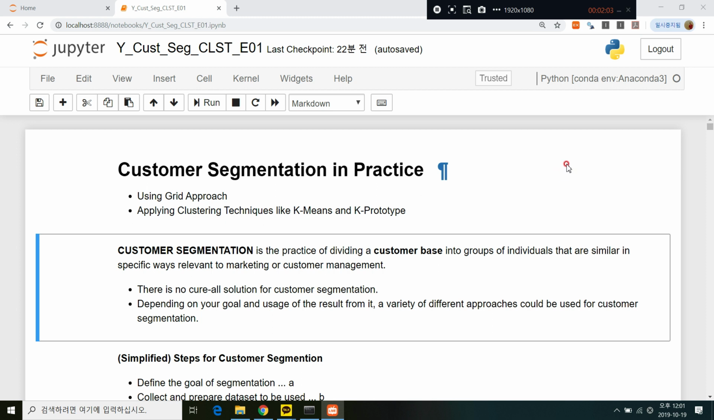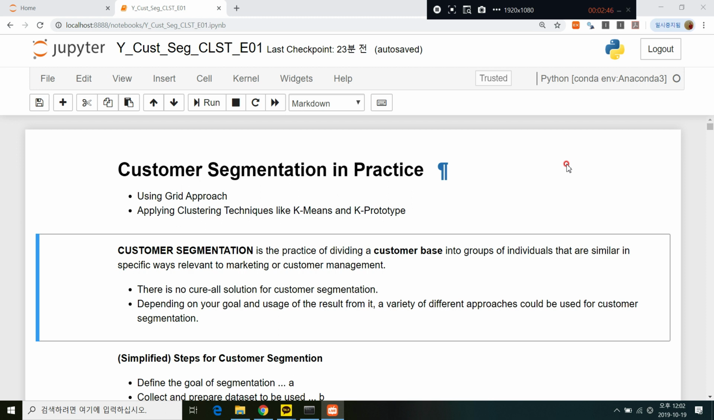There are two different approaches, these are the major approaches. One choice is using grid-based approaches, and the other might be applying clustering techniques like K-means or DBSCAN or something like that. We'll deal with K-means and K-prototype in the tutorial session here, but mostly focus on the grid-based approach first.